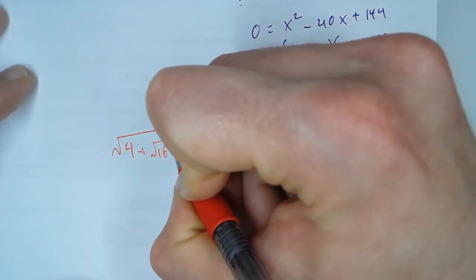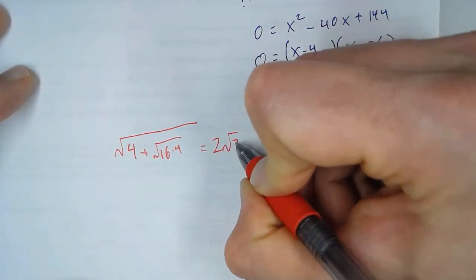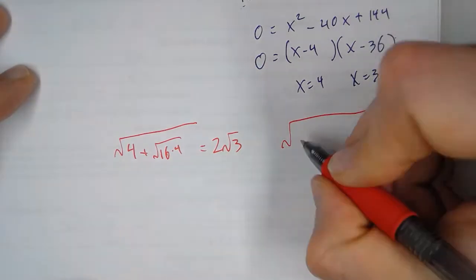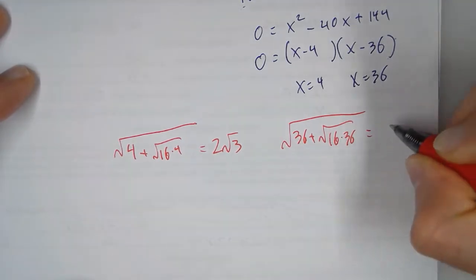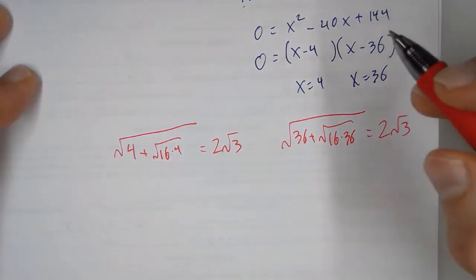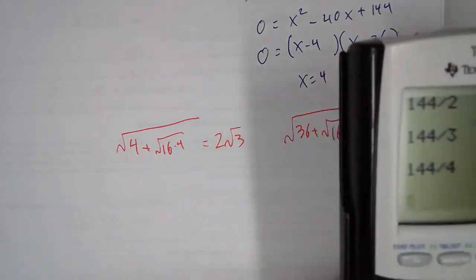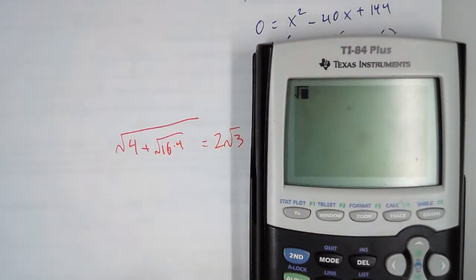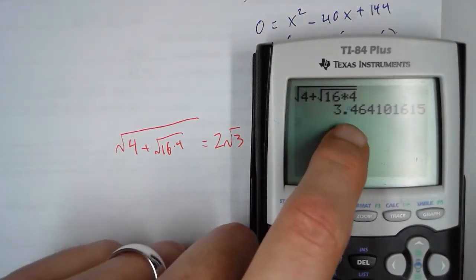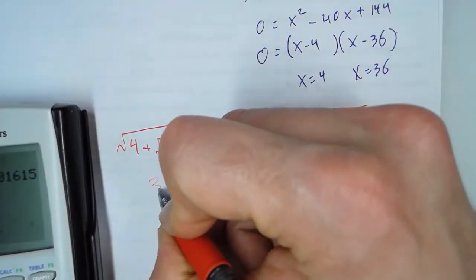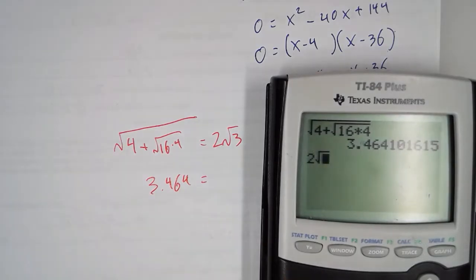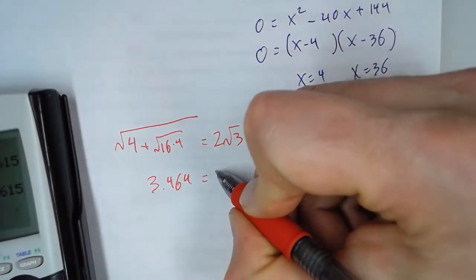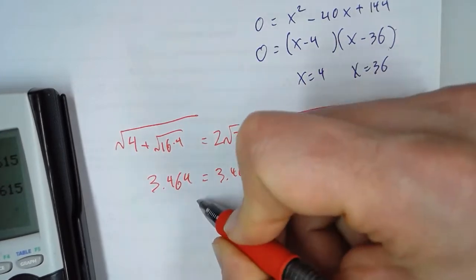Square root of 4 plus square root of 16 times 4 equals 2 radical 3. Now the easy way to do this is to type this all into your calculator. So square root of 4 plus the square root of 16 times 4 is 3.464. Now does that equal 2 square root of 3? Yes, it does. So that is an answer.